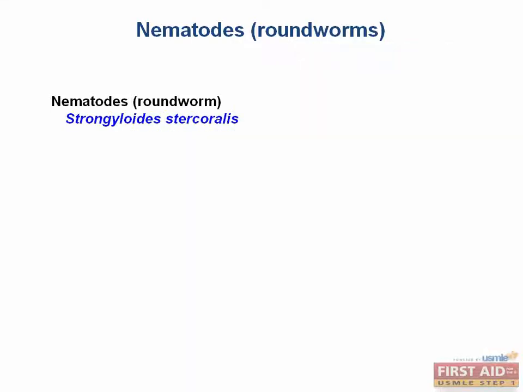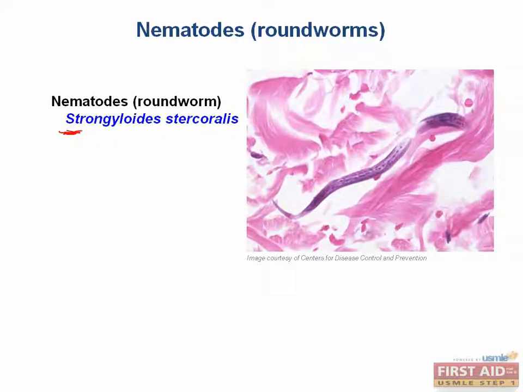Strongyloides stercoralis infections occur when larvae in contaminated soil penetrate through the skin. Note that this is a different form of transmission than the other nematodes we've discussed so far. So the S in strongyloides for skin. This usually occurs through the feet when someone's walking around barefoot. Here's an H&E stain of strongyloides taken from smooth muscle biopsy.